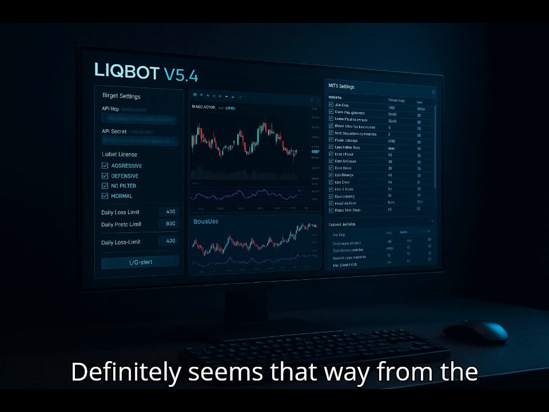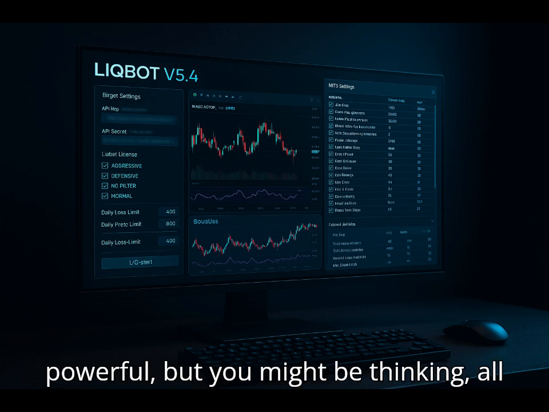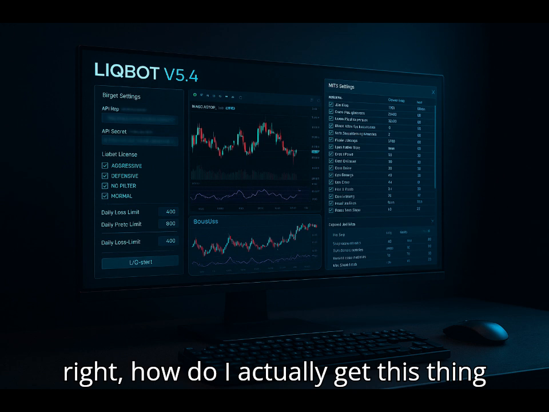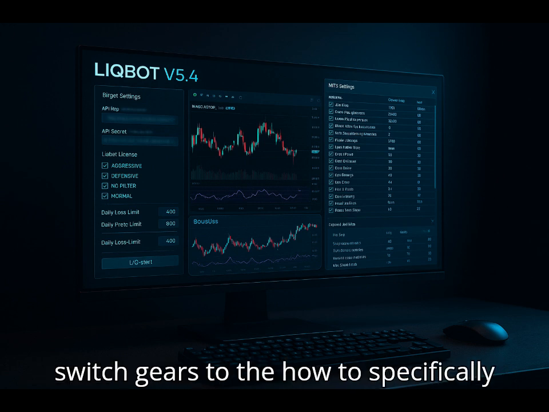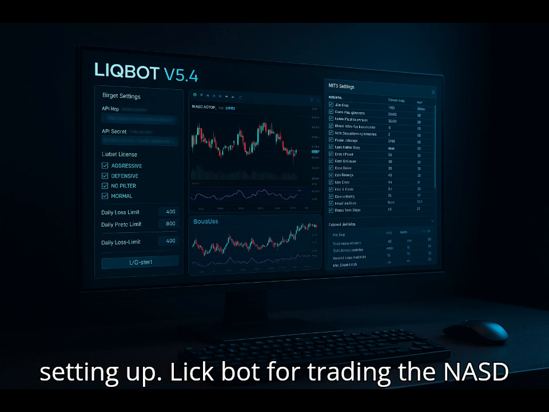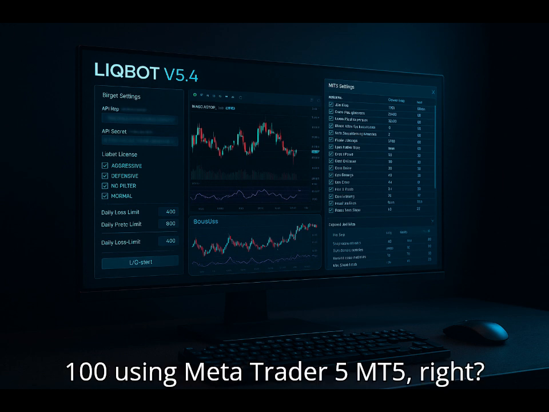Definitely seems that way from the promotional side. So, okay, we've heard about all these features, sounds powerful, but you might be thinking, all right, how do I actually get this thing running? The practical part. Exactly. Let's switch gears to the how-to. Specifically, setting up LiqBot for trading the NASDAQ Q100, NAS 100, US 100 using MetaTrader 5, MT5.